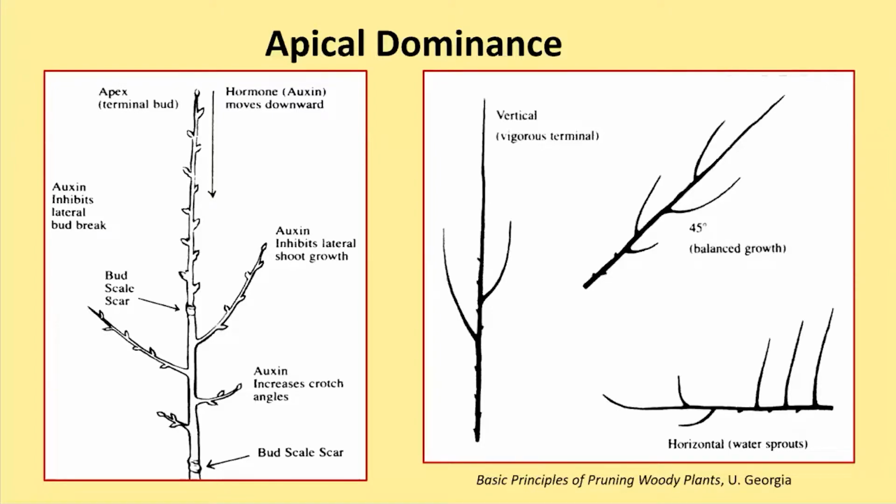So we know auxin moves by gravity, and the impact of auxin is the strongest in the vertical branch, moderate in an angled branch, and hardly in effect when the branch is horizontal.